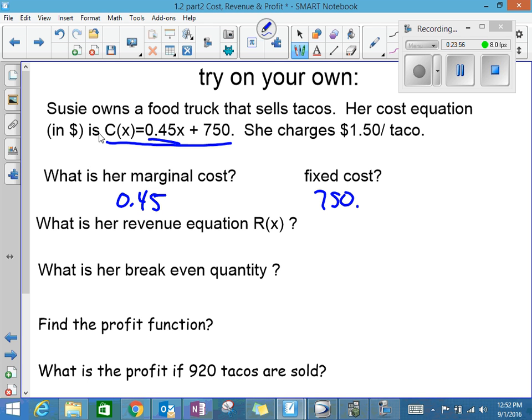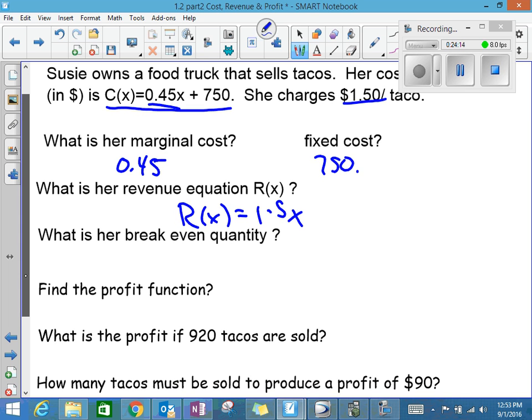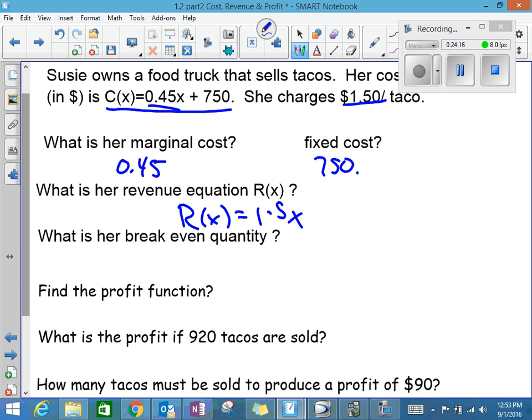Anna, what is the revenue equation then for R of X? R of X equals 1.5 X, right? So it's price, how much she's charging for her tacos, times how many tacos she sells, right? Okay, Christy, so what is the break-even quantity? R of Q equals C of Q.